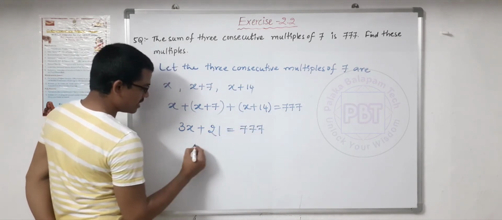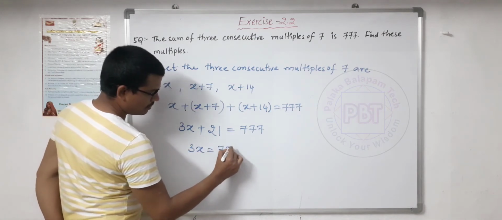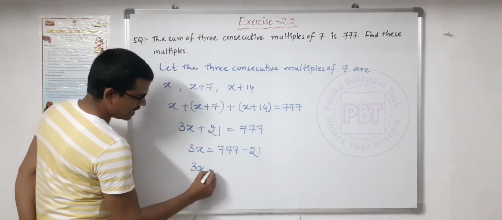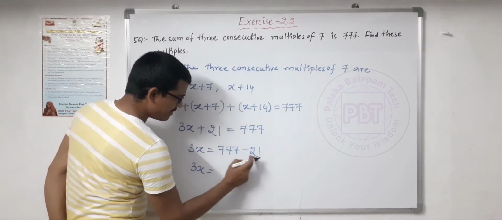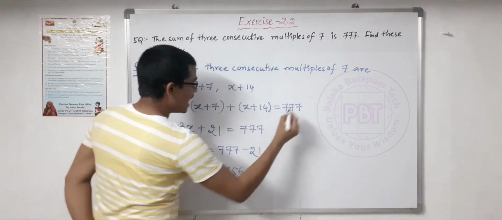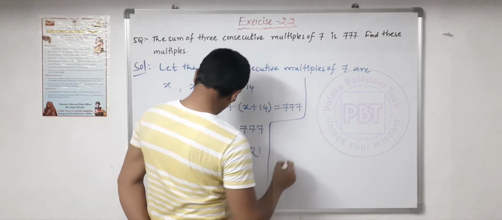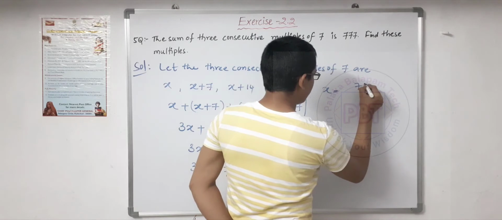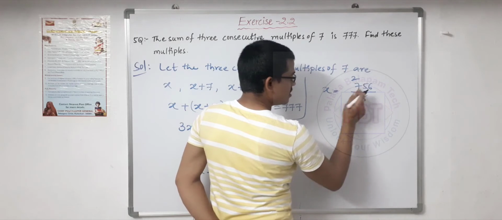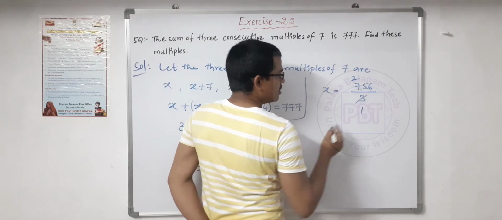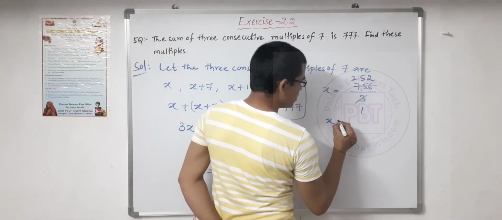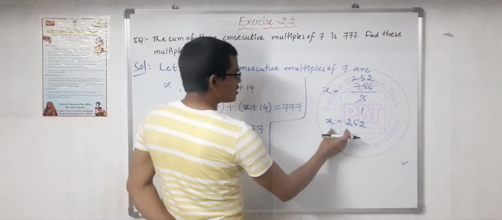Transpose 21 to the right hand side. 3x equal to 777 minus 21. Now 7 minus 1 is 6, 7 minus 2 is 5, so 756. Now from this we can find x equal to 756 by 3. 3 2s are 6, 1 left. 3 5s are 15. 3 2s are 6. That is x is 252. The first multiple is 252.